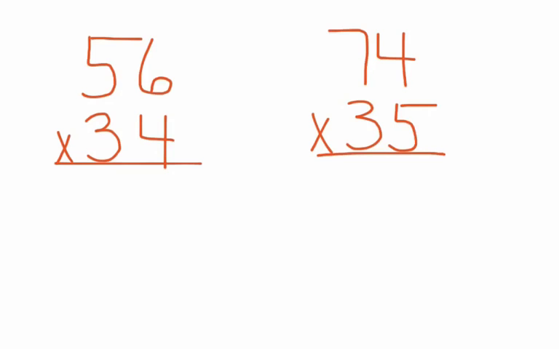So 4 times 6 is what, class? 24. We write our 4. We carefully carry our 2 above the 5 in the tens place. Now we're going to multiply 4 times the tens place. 4 times 5 is 20, plus 2 is 22. So our top row is 224. That's our first partial product.